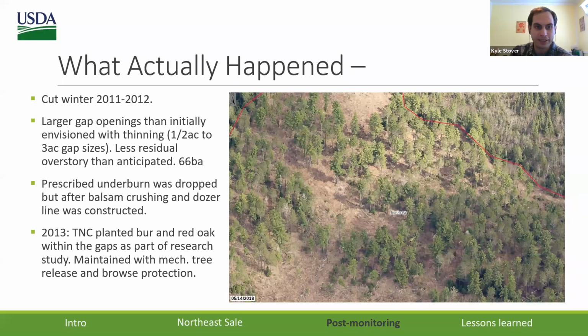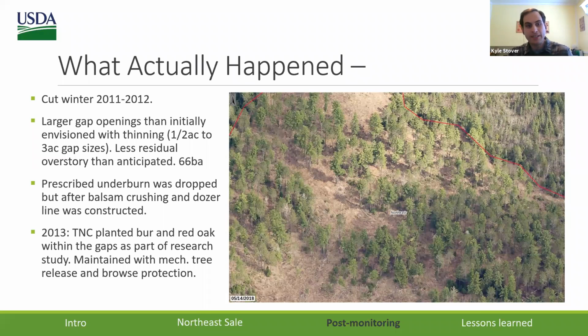That's not universally held among our whole team, to be very honest. But I think some of the rationale for that was because of this oddly shaped stand from an operational standpoint of burning it. We wound up with less overstory density than we thought. So I think there could have been some valid concerns about any additional mortality. But this one wasn't burned, after we went as far as putting in some dozer line and did some balsam crushing out there.